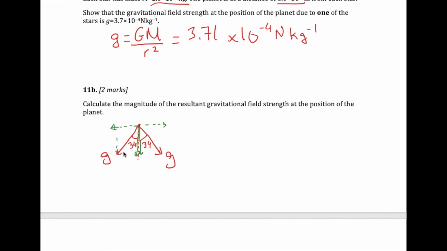Now, arranging this vertical component for each g, since this is adjacent to the 34 degrees, this will be g cosine 34. But there's two of these, so the total resultant will be that. All you have to do is multiply 2 by that number and cosine of 34 to get a total resultant value of 6.1 times 10 to the power of minus 4 newtons per kilogram.